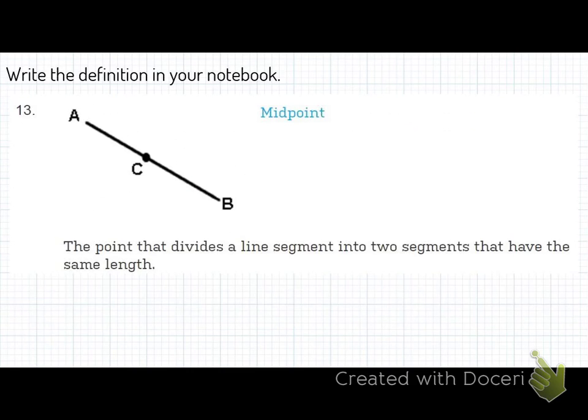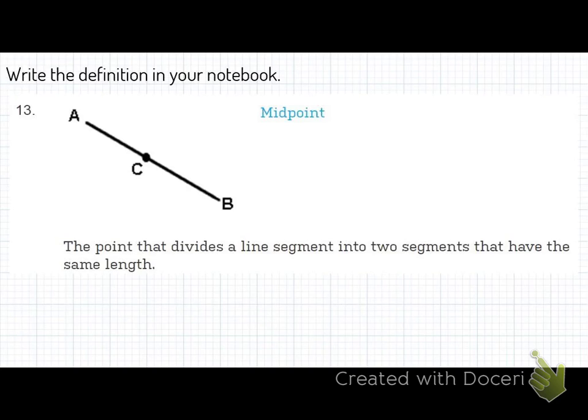Okay, continuing on here, number 13, the midpoint. Okay, so let's say we had a line segment here, line segment AB, okay? And we had a point in the middle. This point C is, if we call it a midpoint, we are assuming it's exactly in the middle. It is our midpoint, okay?